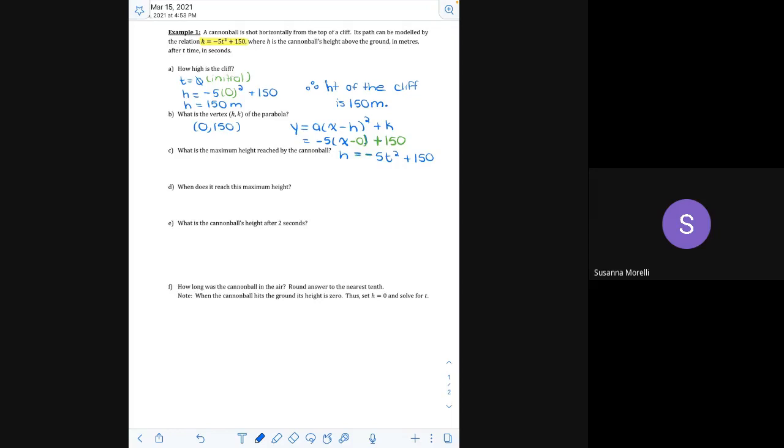What is the maximum height reached by the cannonball? Well, remember the maximum height, they're talking about the optimal value, which is the y value of the vertex. Okay, so what is the maximum height reached by the cannonball? That is 150 meters.